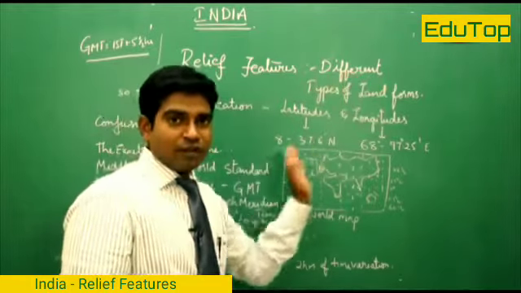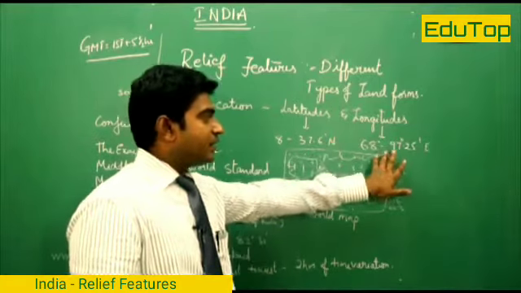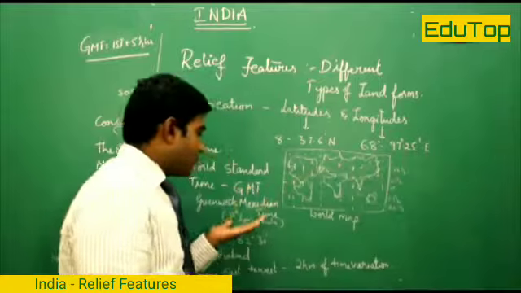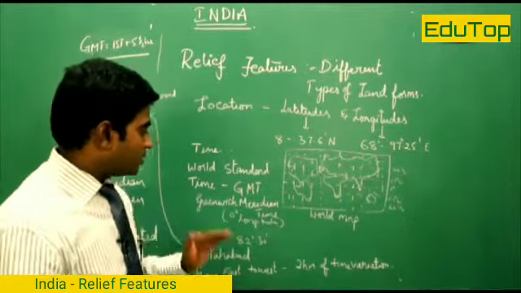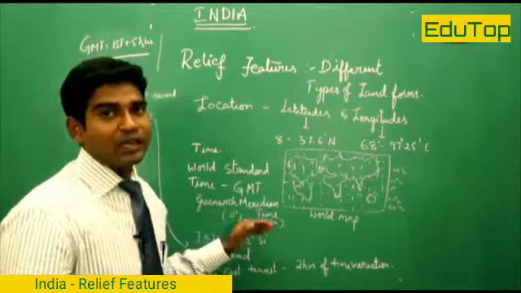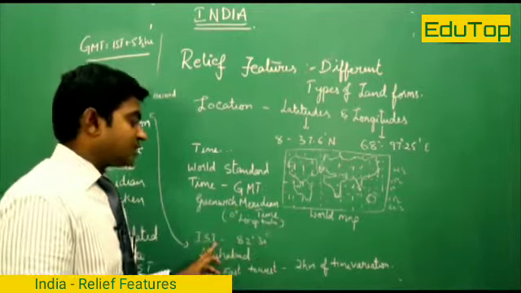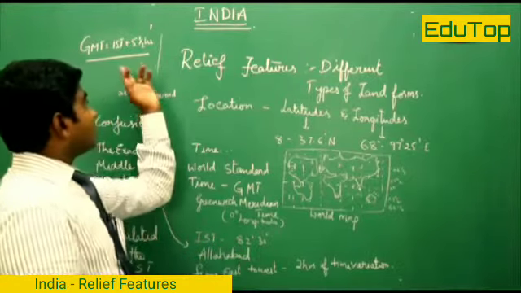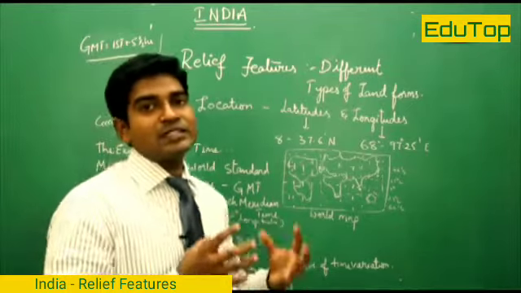What is the location of our country? It is from 8 degrees 37 minutes north to 68 degrees 97 degrees in the east. And coming to the time zone, the standard time of the world is the Greenwich Meridian, that is 0 degree longitude or prime meridian, and Indian Standard Time is 82 degrees 30 minutes east. It passes through Allahabad, and there is a 5.5 hour variation between Greenwich Mean Time and Indian Standard Time.